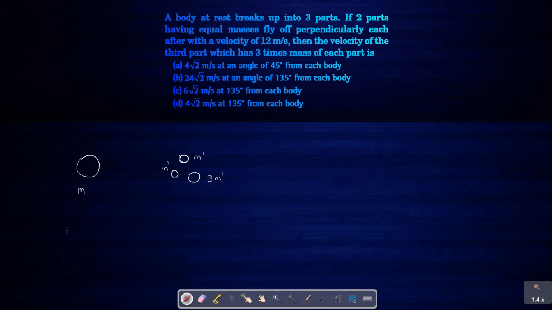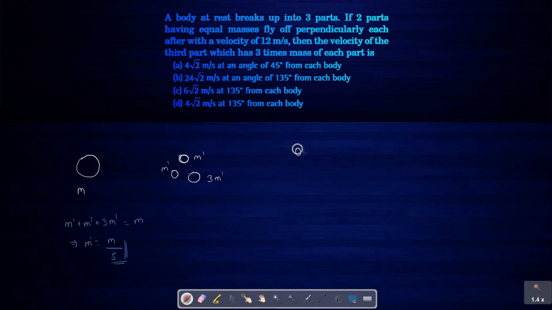So m dash plus m dash plus 3 times m dash equals m, which implies m dash equals m by 5. So this body is exploded into three masses.